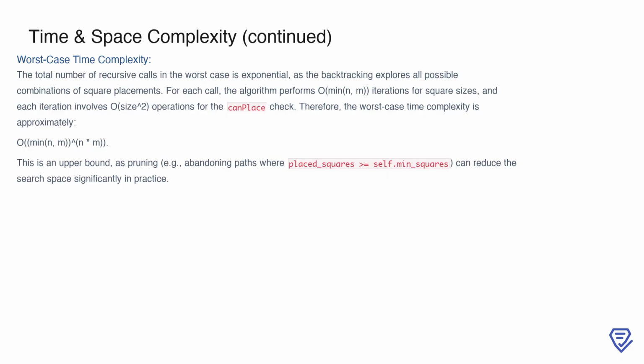For each call, the algorithm performs up to O(min(n, m)) iterations for square sizes, and each iteration involves O(size^2) operations for the canPlace check. As a result, the worst-case time complexity can be expressed as approximately O(min(n, m) * n * m). While this represents an upper bound, it's important to note that pruning optimizations significantly reduce the search space in practice. For instance, the algorithm abandons paths where the number of placed squares exceeds the best solution found so far, which helps mitigate the exponential growth to some extent.